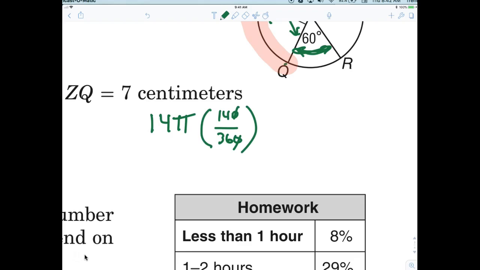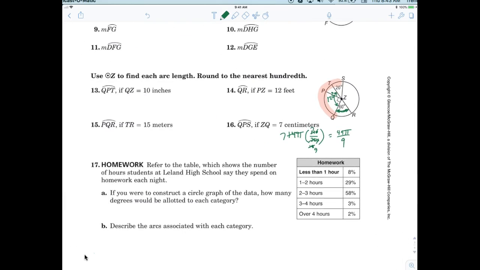I'm not sure that's correct. 14 and 36. So this could be 7, this could be 18, this could be 9, this could be 7. Isn't it 49? Did anybody else get 49 pi over 9? Yes, 49 pi over 9. Okay, I get that. 14 pi multiplied by 140 over 360.